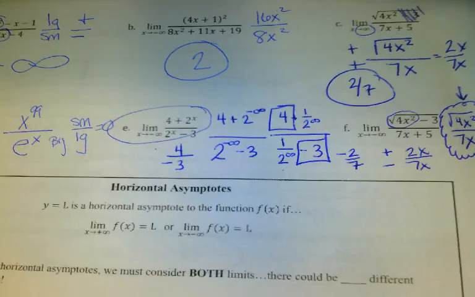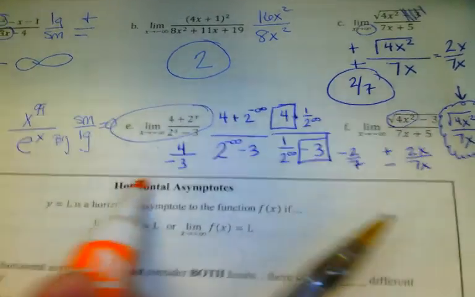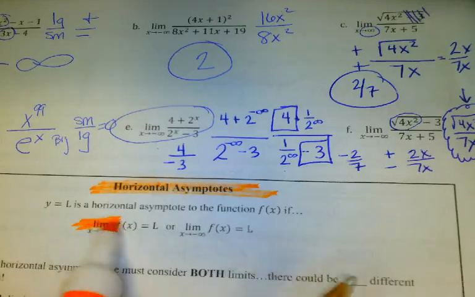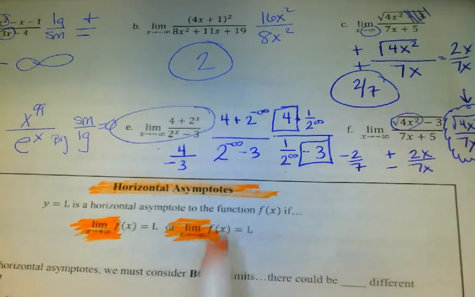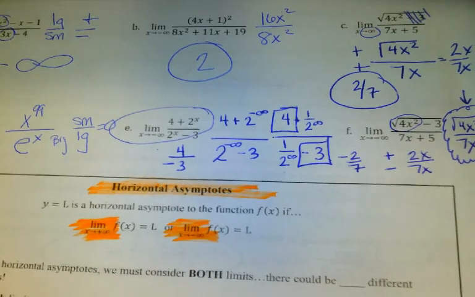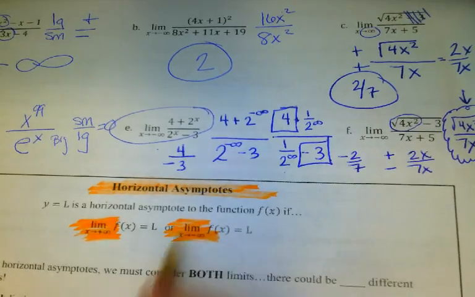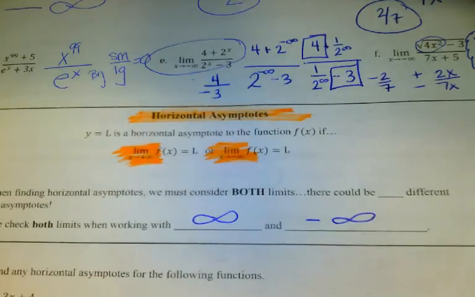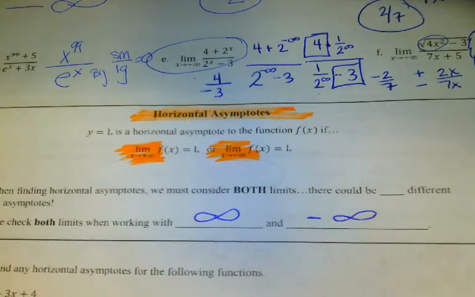Horizontal asymptote. So again, I'm just going to highlight here. The second they ask for a horizontal asymptote, you're thinking the limit as x approaches positive infinity and negative infinity. You have to remember to check both sides. So again, that's all this is saying. We check both the limits with positive infinity and negative infinity anytime we're asked for a horizontal asymptote.